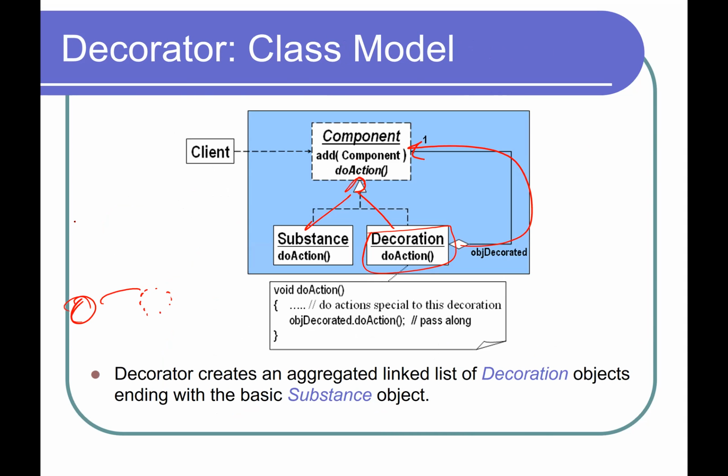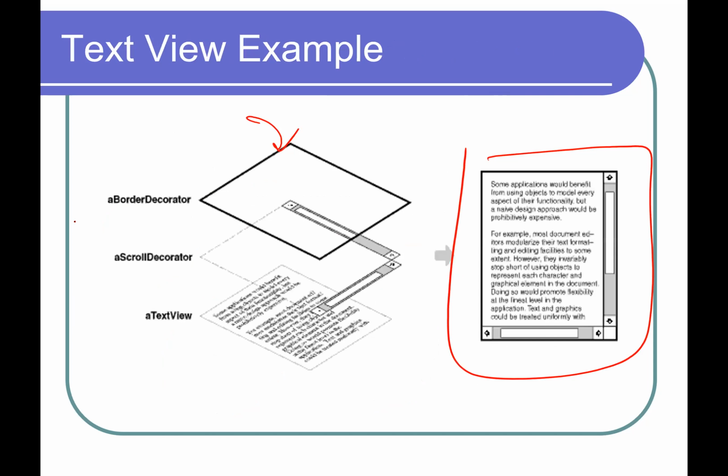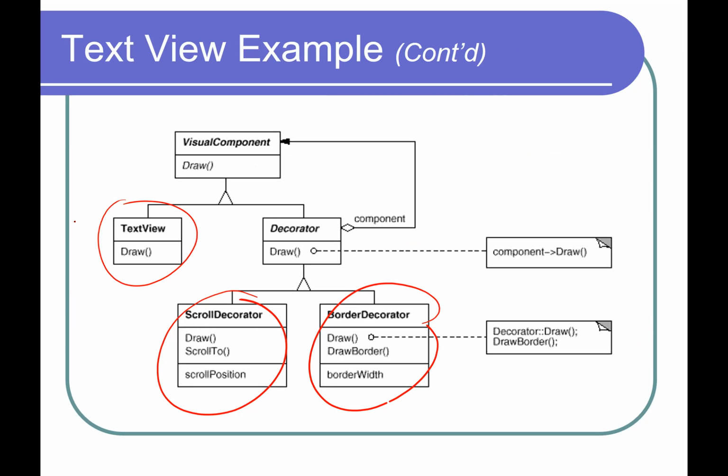Okay, in this class diagram, I had one type of decorator. In this diagram, I had two types of decorator. I could have had three types of decorator, four types of decorator that had subtypes and subtypes. I can do whatever I want. It's still the same idea. Same thing with substances. I could have had multiple types of them.